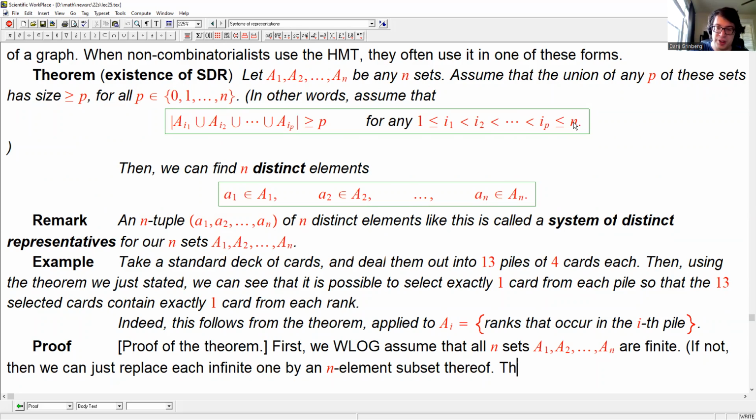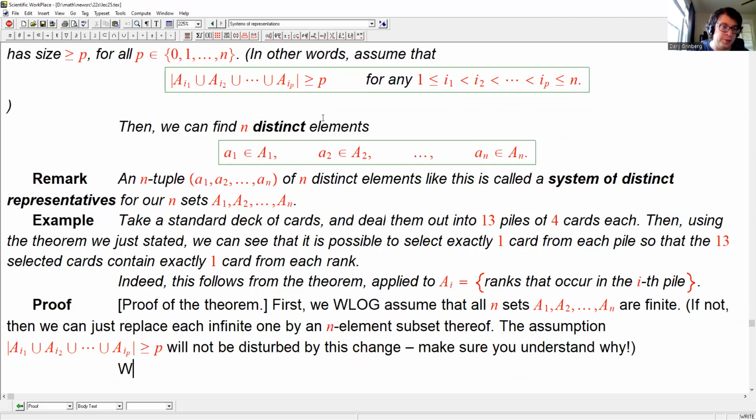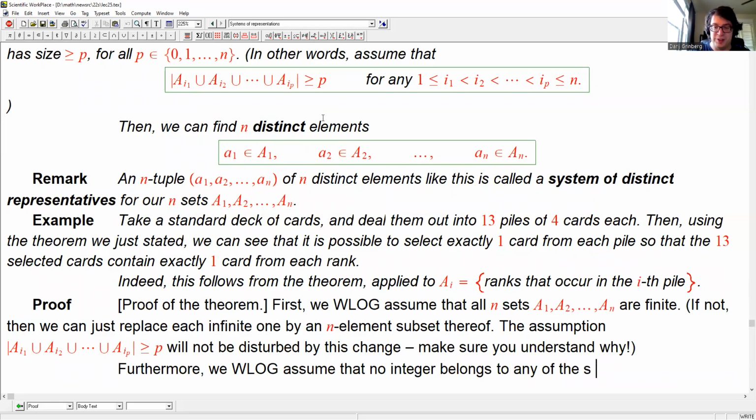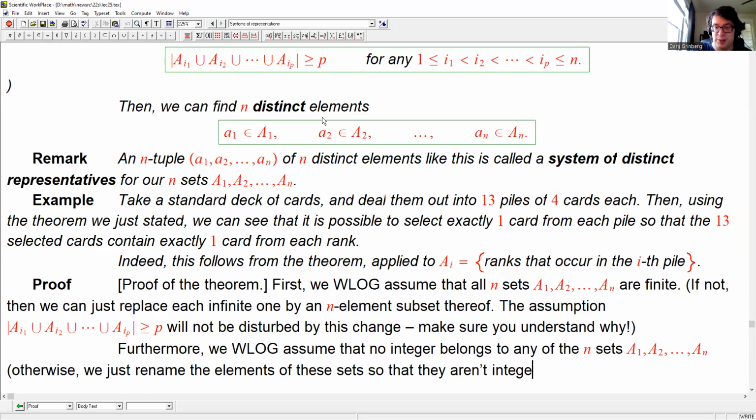So the assumption here will not be disturbed by this change. Make sure you check this. Okay, furthermore, without loss of generality, we assume that no integer belongs to any of these n sets A1 through An. Otherwise, we just rename the elements of the sets so that they aren't integers anymore.